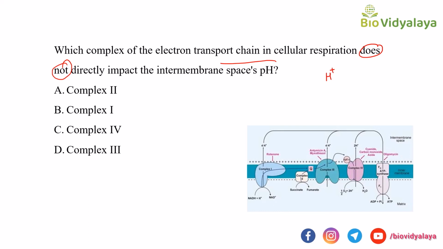So literally what does it mean? Which complex is not pumping protons to the intermembrane space? We all know that complex 2, that means succinate dehydrogenase, is not pumping any protons to the intermembrane space. So the answer is complex 2, option A.